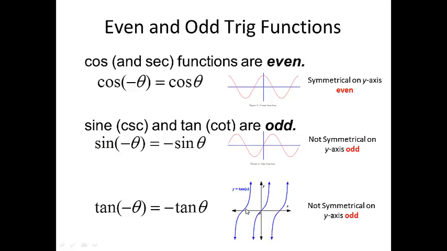Same thing with tangent and cotangent. If you go to the right, you end up up. If you go to the left, you end up down. You go up to the right this much, you end up going up here. If you go the same distance to the left, you go down that much. So it's going to be opposite.